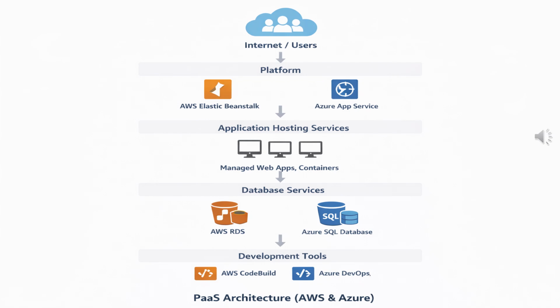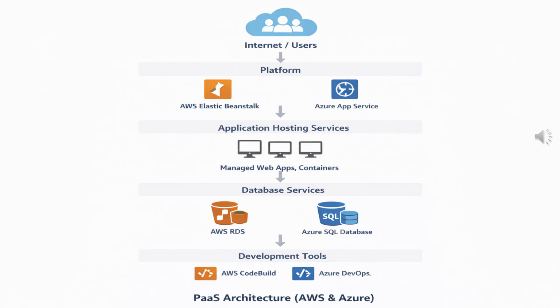Next is the platform layer. Examples: AWS Elastic Beanstalk, Azure App Service. Explanation: This layer automatically manages servers, operating systems, and runtime environments. Real-time example: A developer uploads code, and the platform automatically runs the application without manual setup.